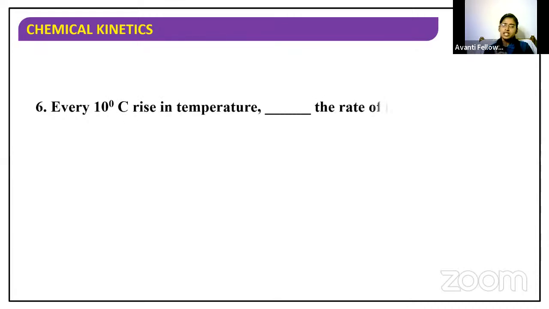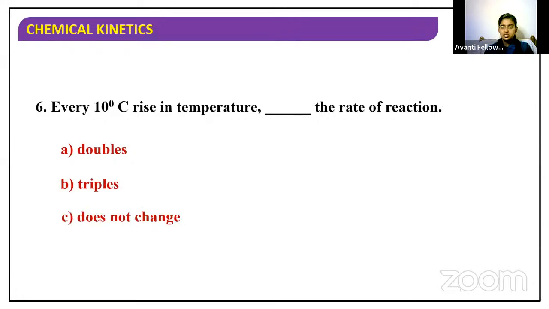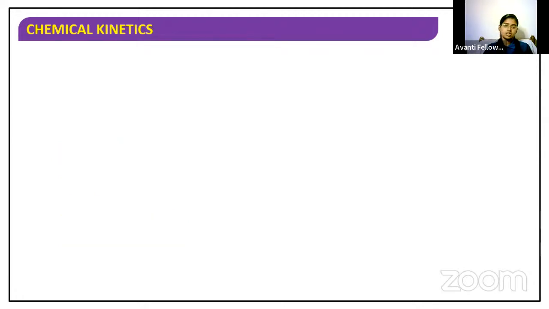For every 10-degree rise in temperature, dash the rate of the reaction. Doubles, triples, does not change, none of these. Option A. Very good. Answer is option A. For every 10 degrees, the rate of the reaction doubles. Very good. With this, I am closing the factors affecting rate till the third factor.